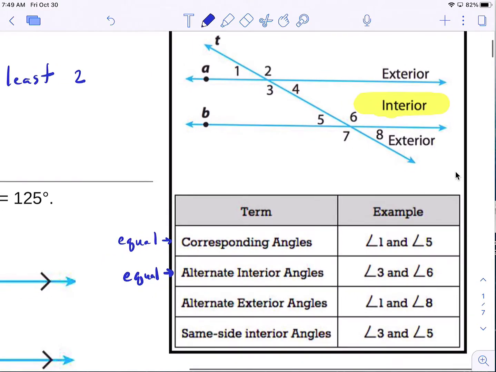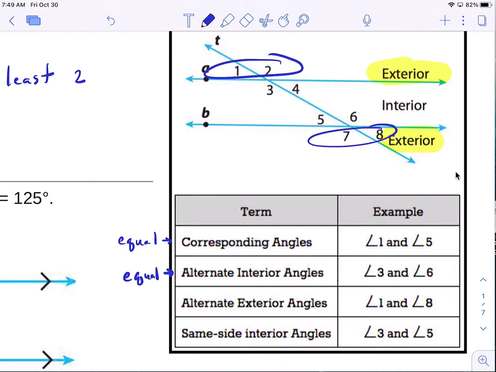Okay, next one, alternate exterior angles. So I'm going to highlight that. Exterior means outside of the parallel lines. So what angles are on the outside of the parallel lines? Those two, and those two down there. The example it gives you for alternate exterior angles would be angle 1 and angle 8. Again, alternate means on opposite sides, just like on alternate interior. So the other pair, 2 and 7, would also be alternate exterior angles. And guess what?